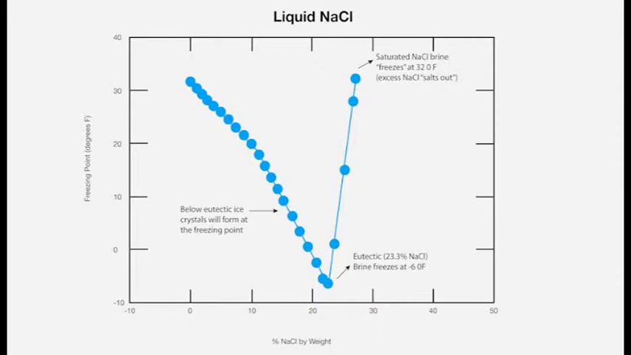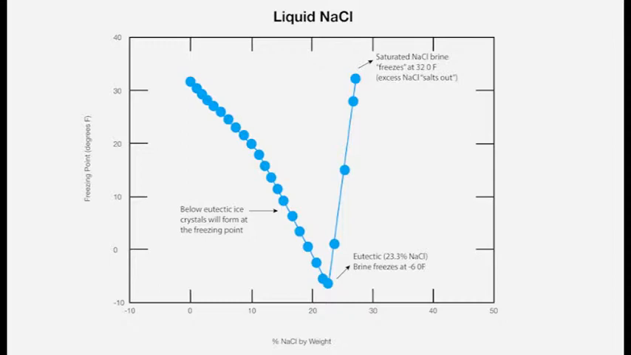What you see here is a freezing point curve for liquid sodium chloride, for plain salt brine. And what this curve is showing us is how the freezing point of the brine changes with the concentration of the salt. So let's just go from left to right over this graph. Now, starting way on the left side, at 0% sodium chloride, of course we just got pure water. We know water freezes at 32 degrees Fahrenheit.